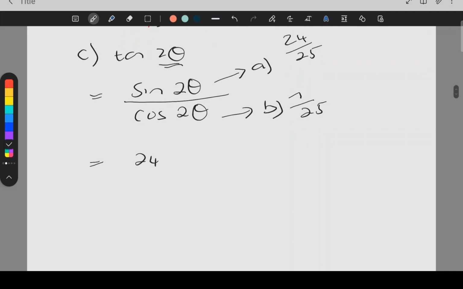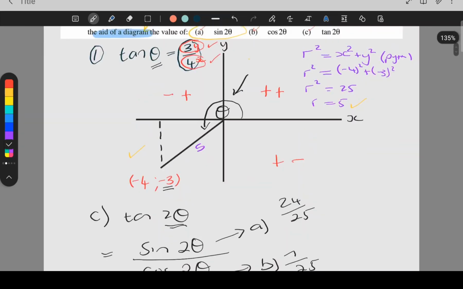I'm going to say 24 over 25. Let me use another color. Over. And then my last answer was 7 over 25. And then this final answer here is 24 over 7. And that's how you do questions using the Cartesian plane.